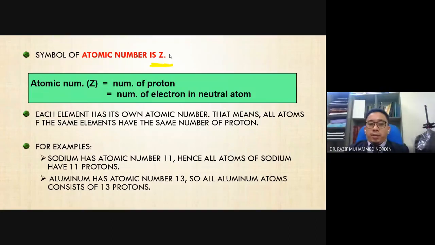For each element, it has its own atomic number, which means that all atoms of the same element have the same number of proton. For example, this one, sodium, Na, again, atomic number dia 11, thus the atom of sodium 11 proton, electron pun 11. Okay, atom. Aluminium, Al, the atomic number 13. So all the aluminum atoms consist of 13 protons or 13 electrons.